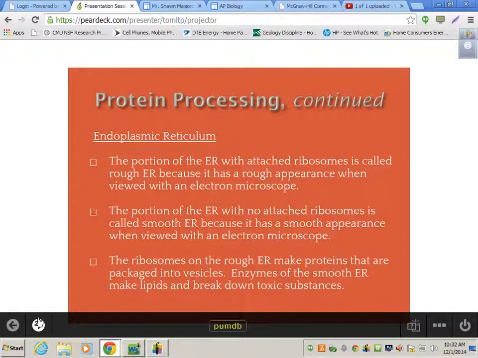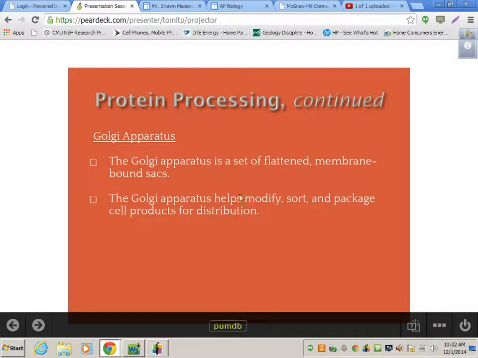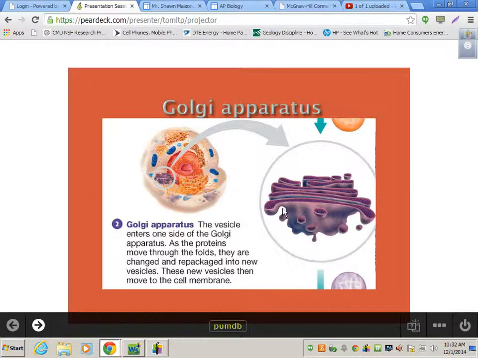And then, of course, that second structure we talked about, the Golgi apparatus. This is a set of flattened membrane-bound sacs. And the Golgi apparatus helps modify, sort, and package cell products for distribution. I think of this as the box that you put the bags of chips in after the endoplasmic reticulum packages them.